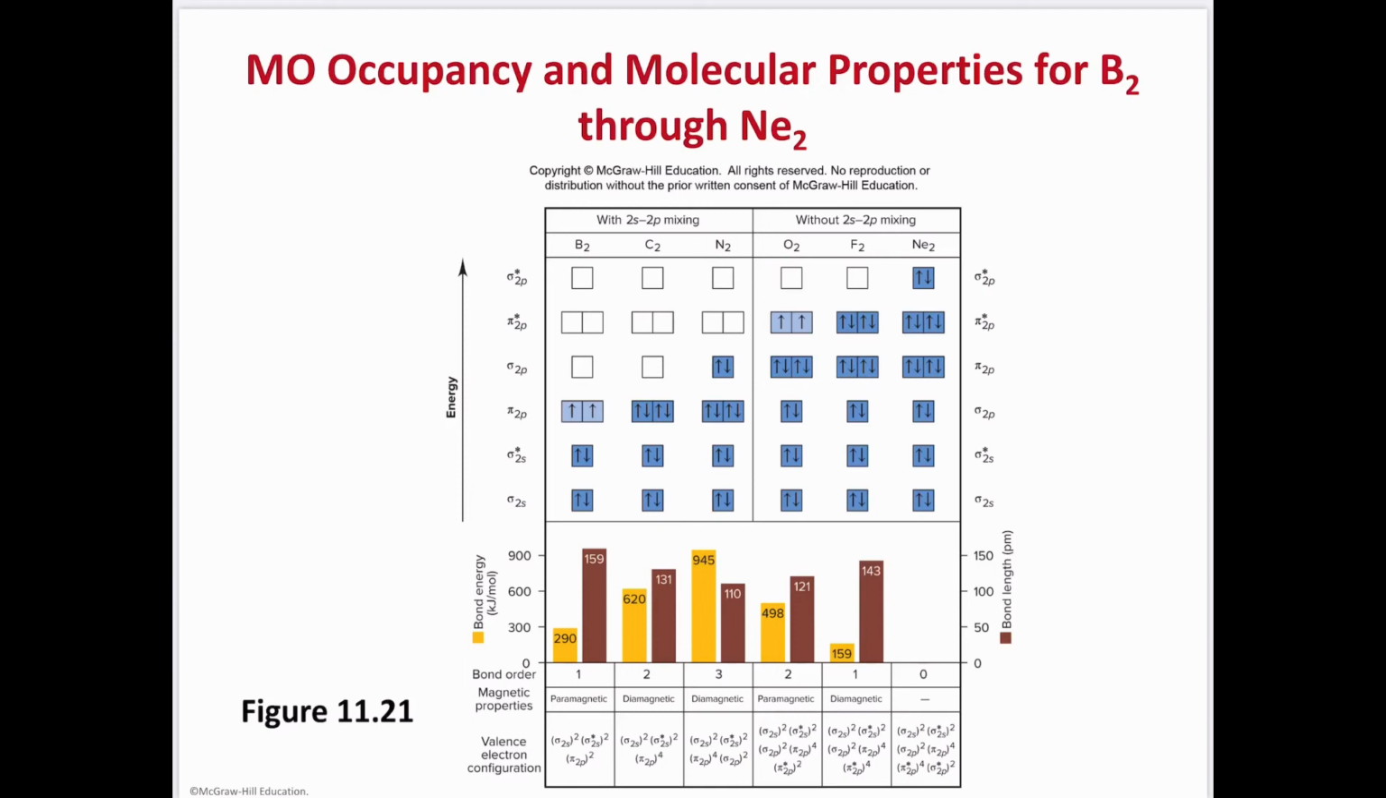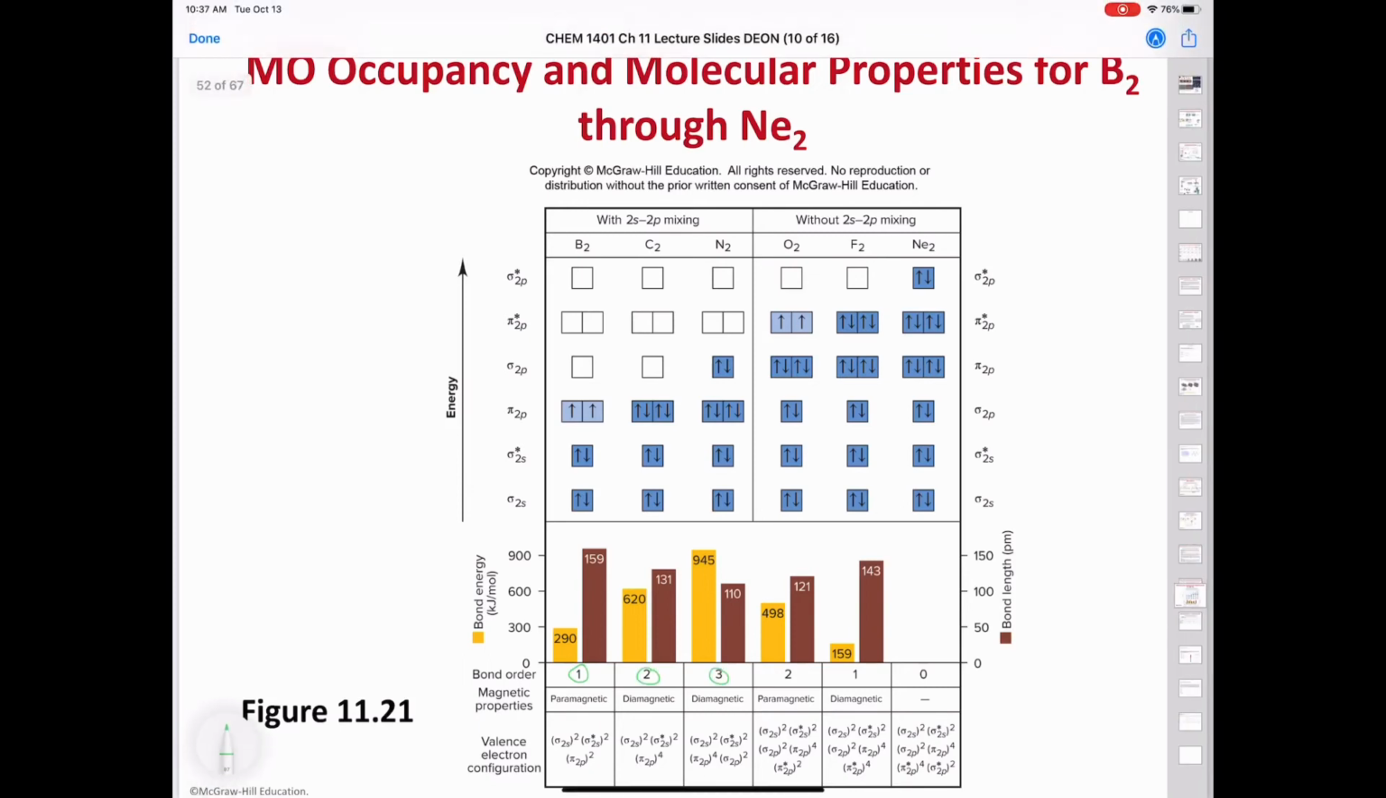The first thing you probably notice is that higher bond order correlates with greater bond energy and shorter bond length. You can see that as we go from a bond order of 1 to 2 to 3, what happens? The bond energy increases. It goes up from 290 to 620 to 945, and then of course if it goes down to 2 to 1 it starts to drop again. So again, higher bond order corresponds to higher bond energy. It also corresponds to shorter bond length, right? You see that the higher the bond order is, the shorter the length is. The lower the bond order is, the longer the length is.